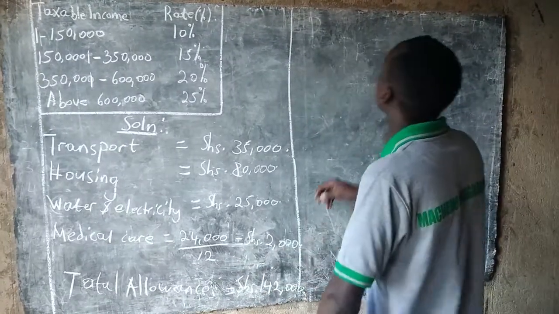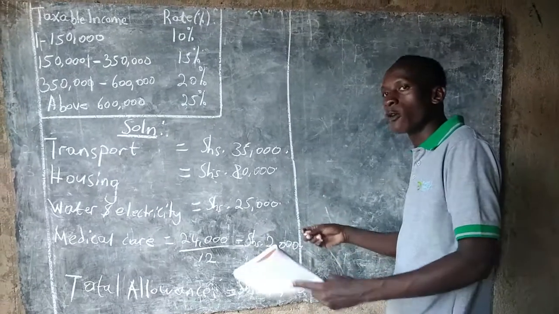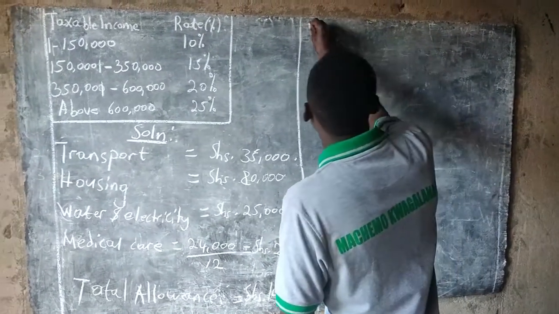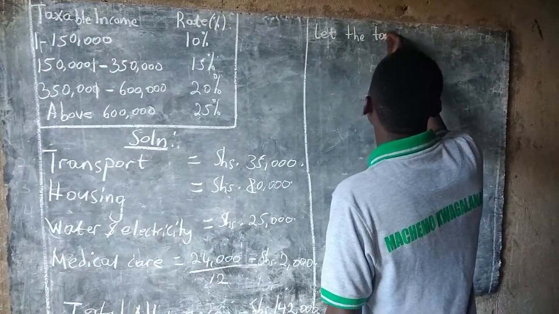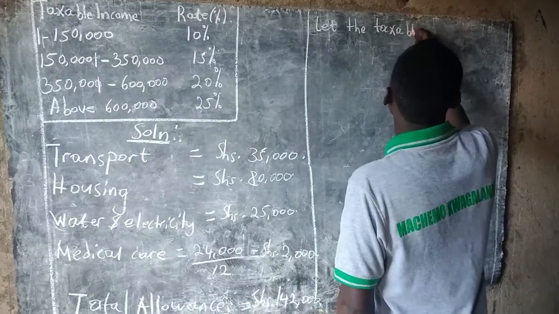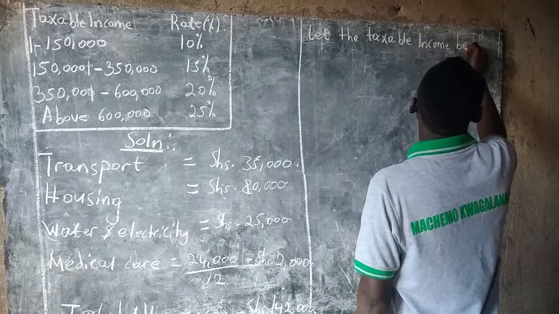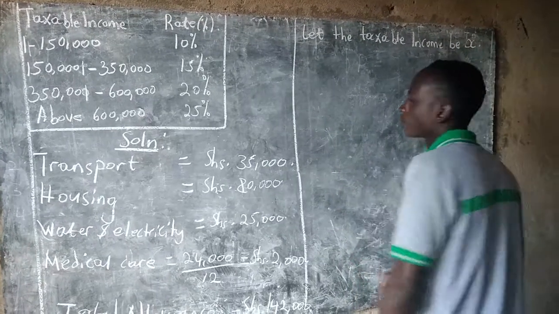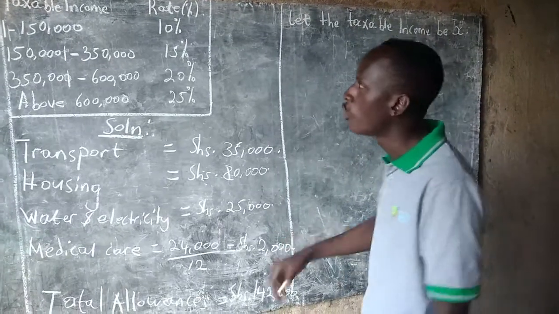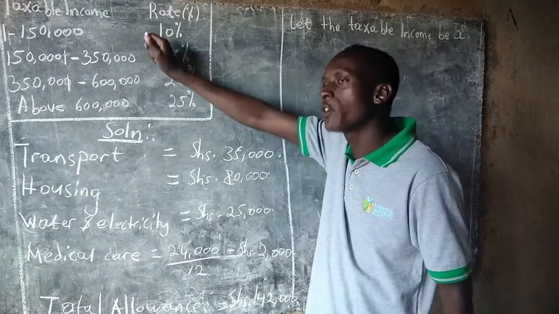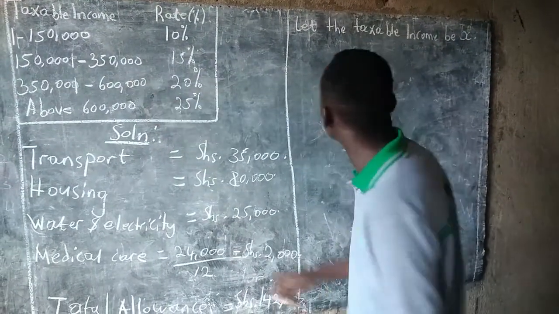So, if you've been doing mathematics from baby class, you know that Mr. X and Mr. Y, we are always with them. Therefore, we shall let the taxable income be X. X is our taxable income. Now we go to our tax structure and try to obtain the income tax on the respective amounts given.